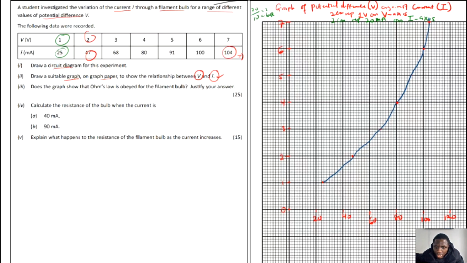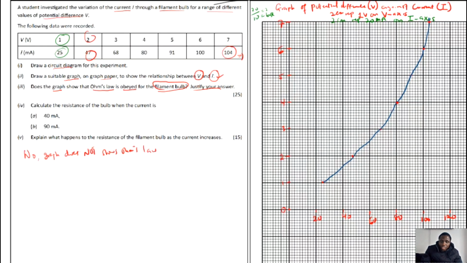The next question here is: does this graph show that Ohm's law is obeyed for the filament bulb? Justify your answer. Now, does this graph show Ohm's law? No, the graph does not show Ohm's law. Then we are asked to justify this answer.